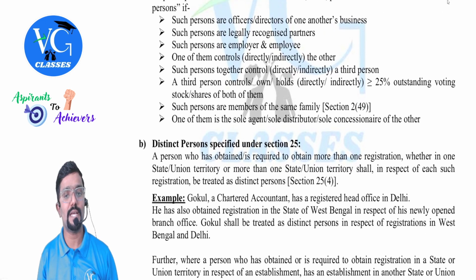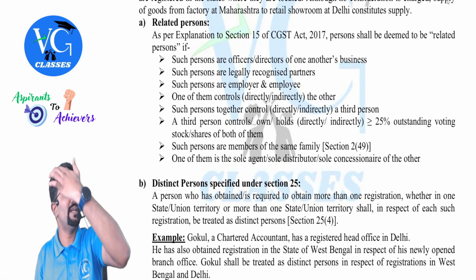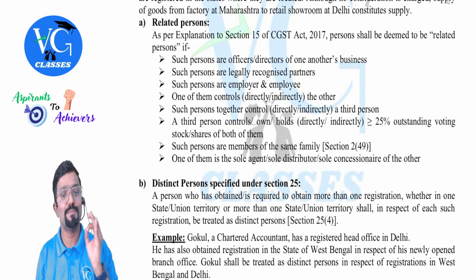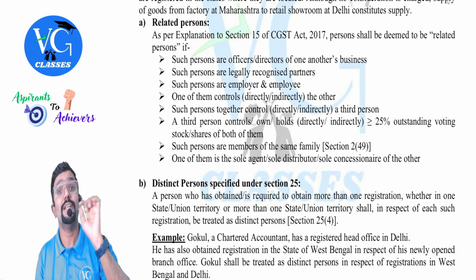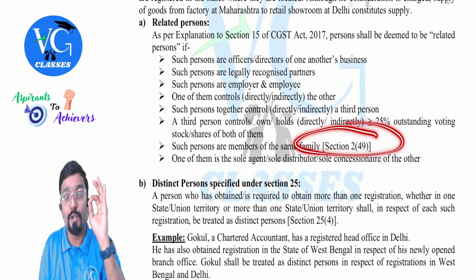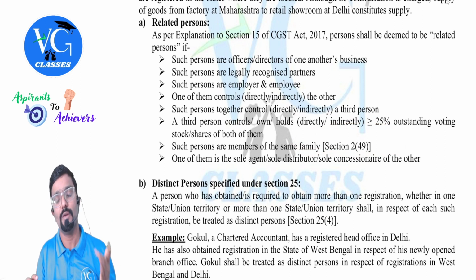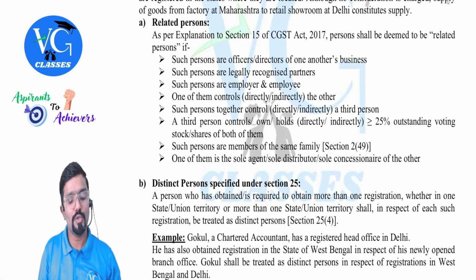Next, such persons are members of the same family. Now blood relative is covered. Is blood relative also covered here? Yes. Such persons being members of the same family means obviously blood relative, guys. And not bread, blood. Now they have defined who is family also in section 2 clause 49. We will just go back to definitions and come back. Come to the definition.